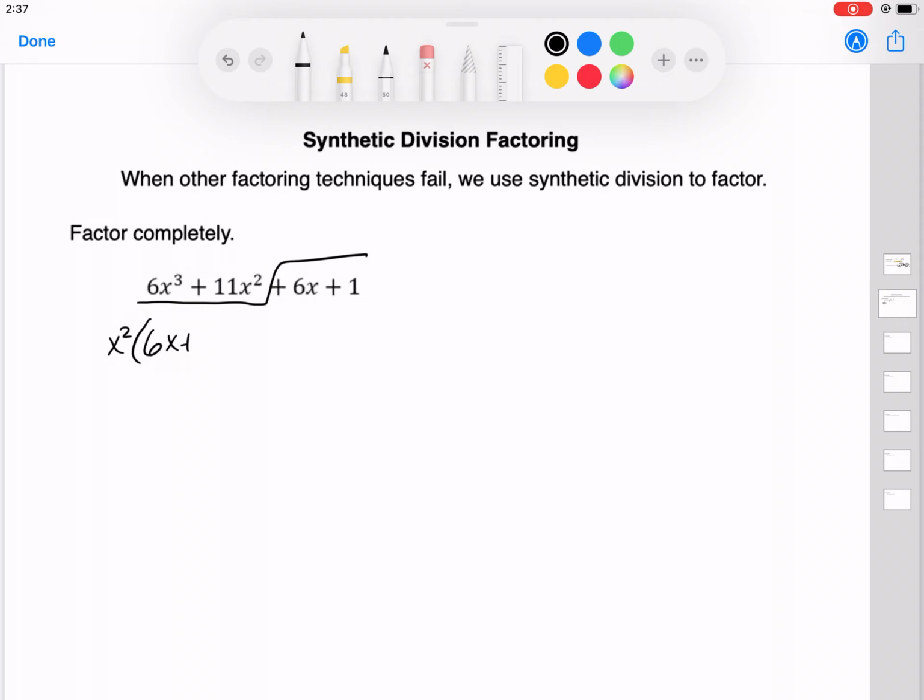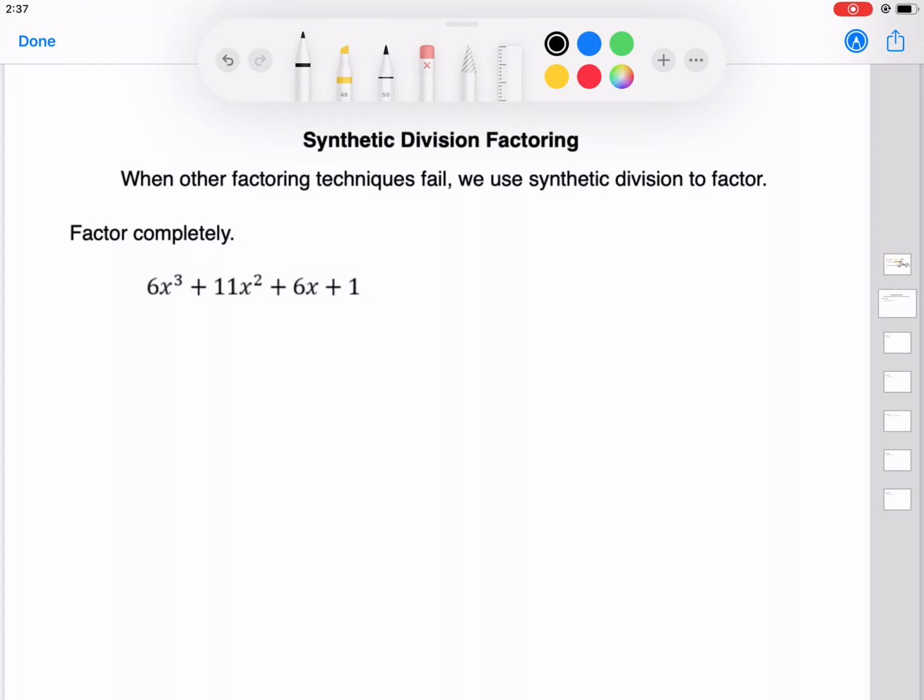You end up with 6x plus 11 on this first factor. The greatest common factor on the second pair is 1. What you'll notice, though, is these are not the same, and they're supposed to be. That tells us that the grouping method actually fails, and we have to go through another technique. The other technique being synthetic division.